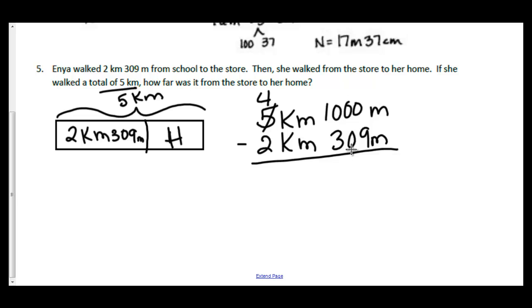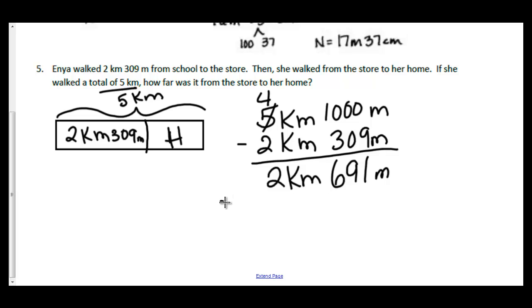But I don't need the whole 700. I need 9 less than 700. 9 less than 700 is 691. Now, if that doesn't make sense to you, then you can just use the standard algorithm. All right, so now I've just got 4 minus 2 kilometers, which is 2 kilometers, 691 meters.